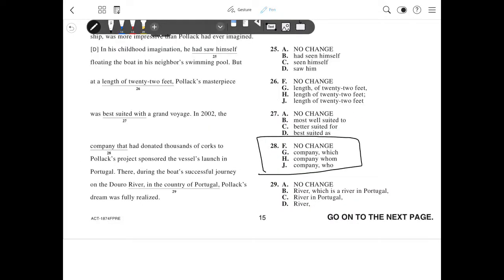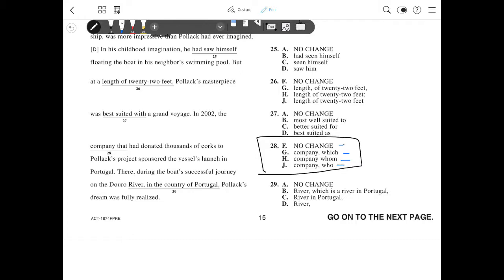Okay, so now we're going to focus on question number 28 on the same test, and I'm going to read the sentence that includes part 28. In 2002, the company that had donated thousands of corks to Pollux project sponsored the vessel's launch in Portugal. So now when we look at our options, we have: no change, company, comma, which; company, whom; and lastly, company, comma, who.